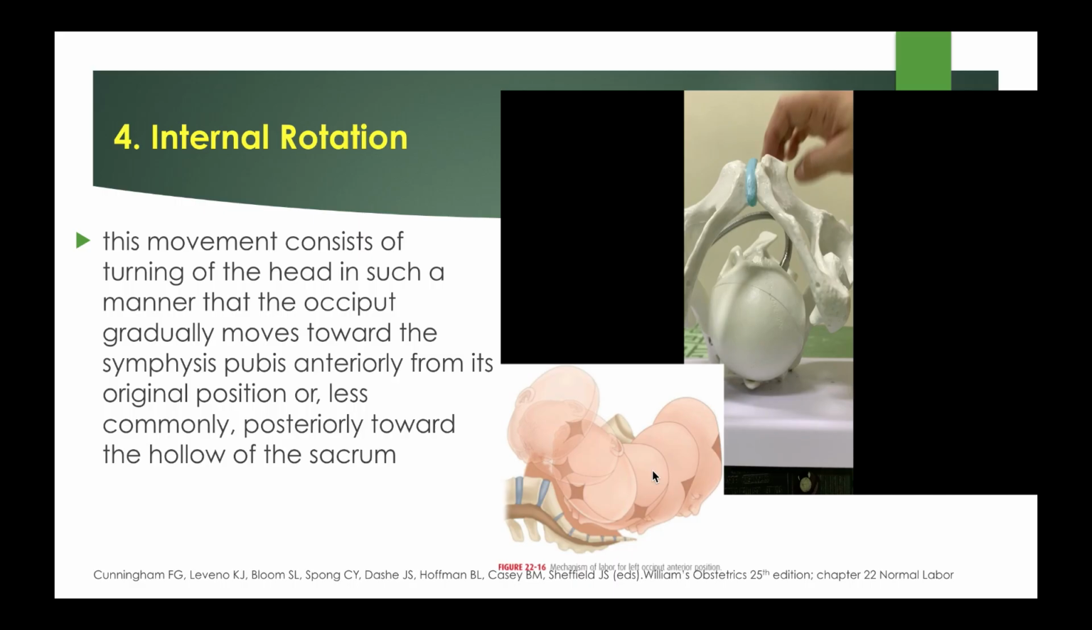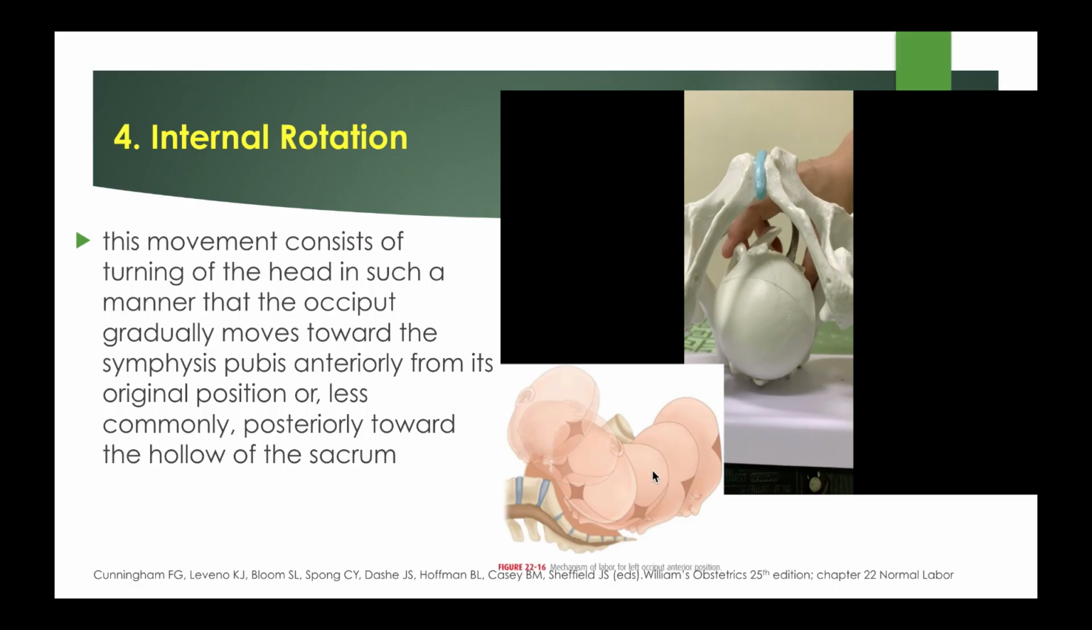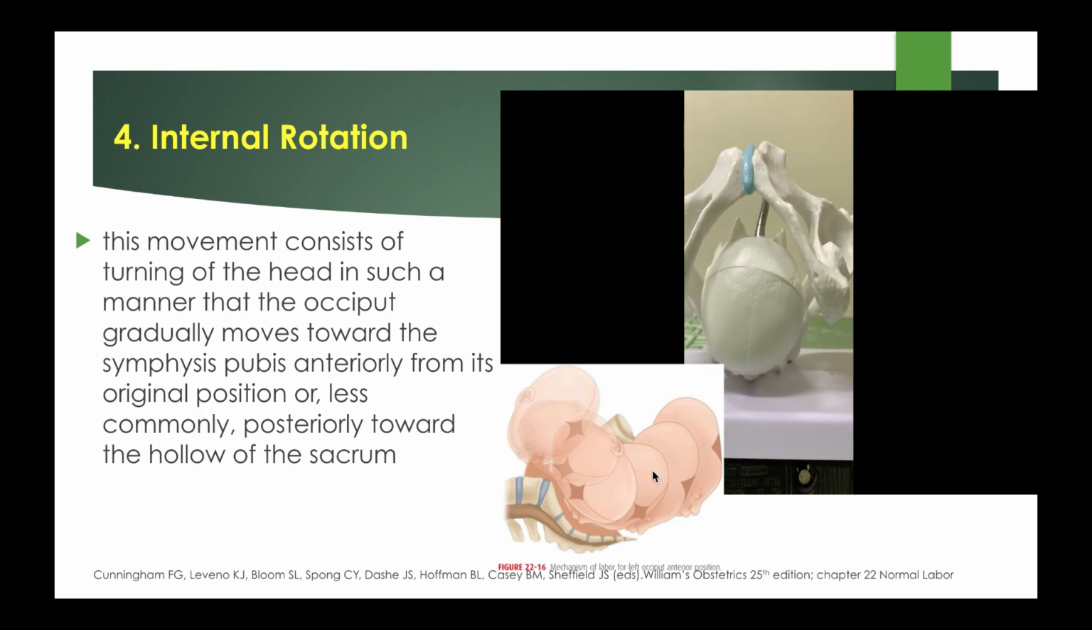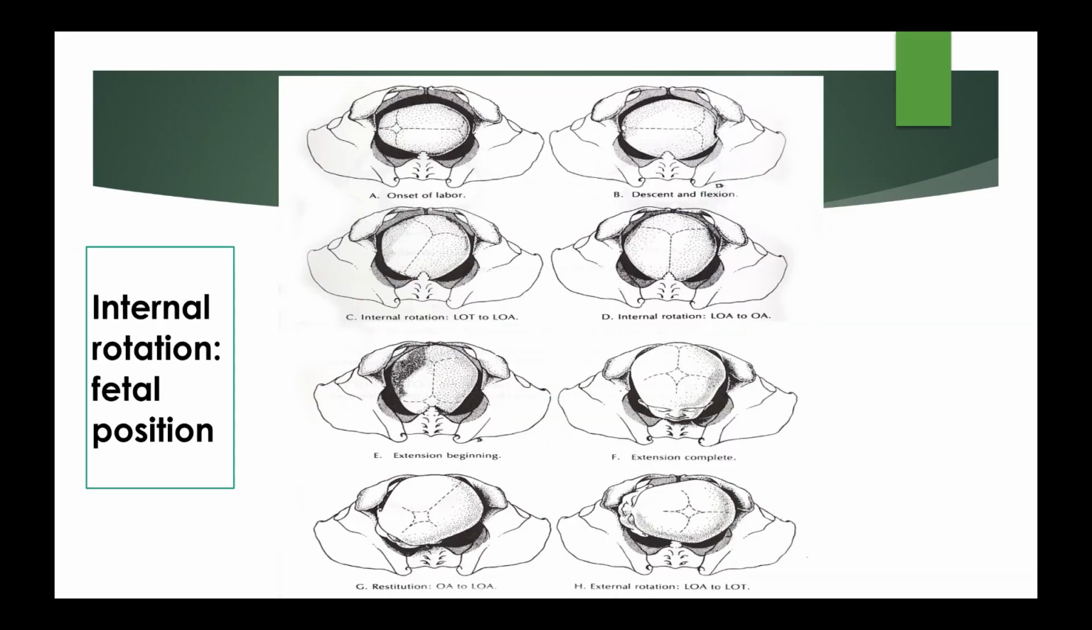Now, the fourth cardinal movement of labor is internal rotation. Now, this movement consists of a turning of the head in such a manner that the occiput gradually moves towards the symphysis pubis or sometimes posteriorly towards the hollow of the sacrum. Now, at the end of internal rotation, you can see that the head of the baby is almost crowning. Now, the fetal position at the end of internal rotation is, as you can see in this picture, occiput anterior.